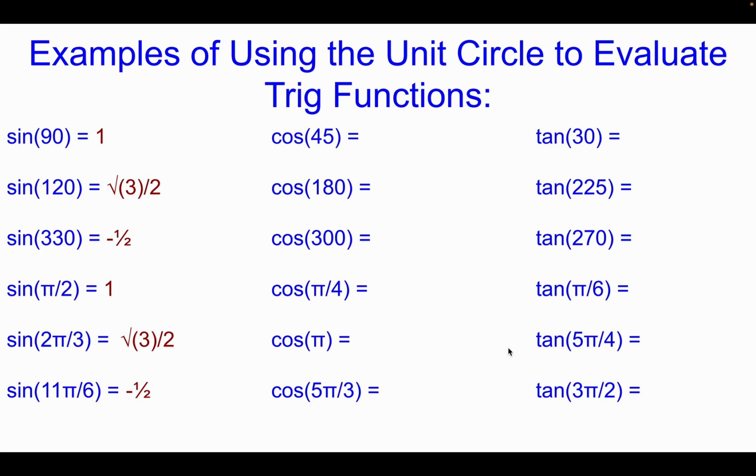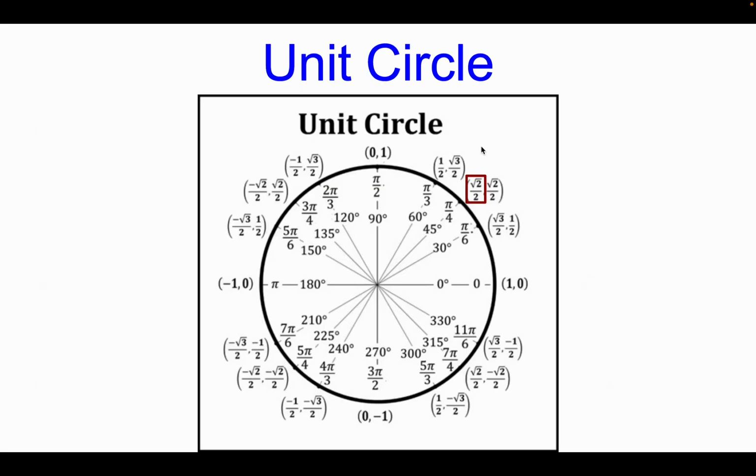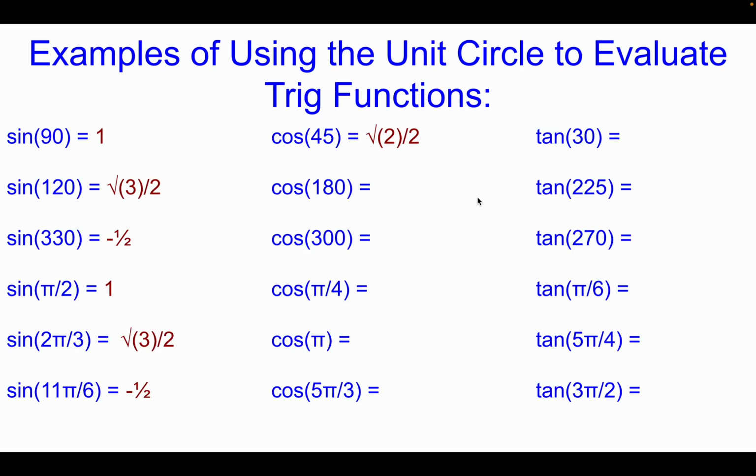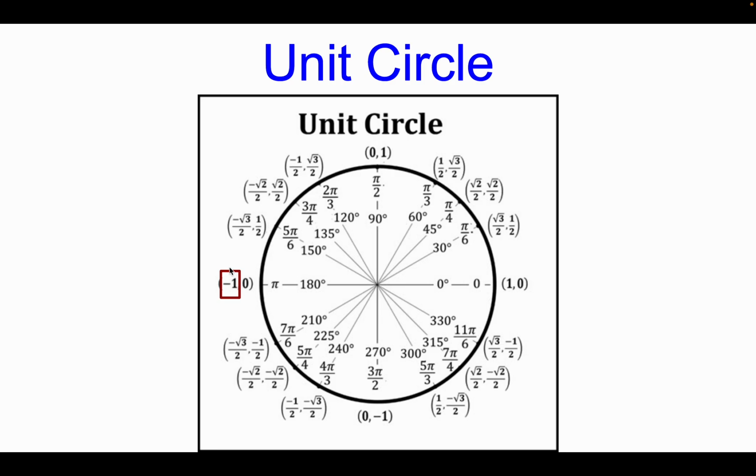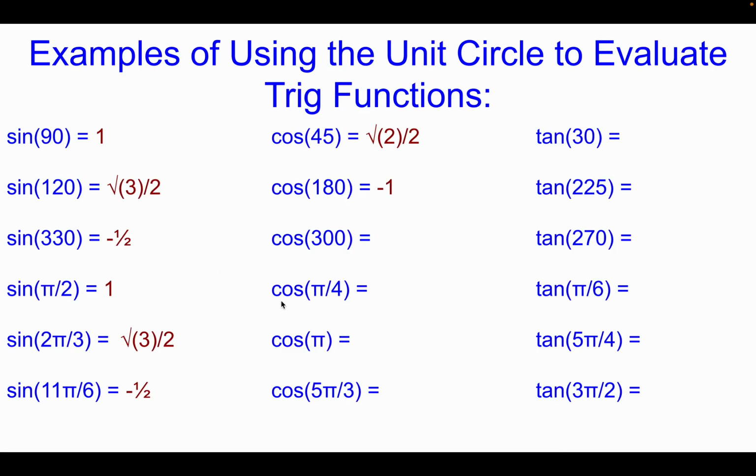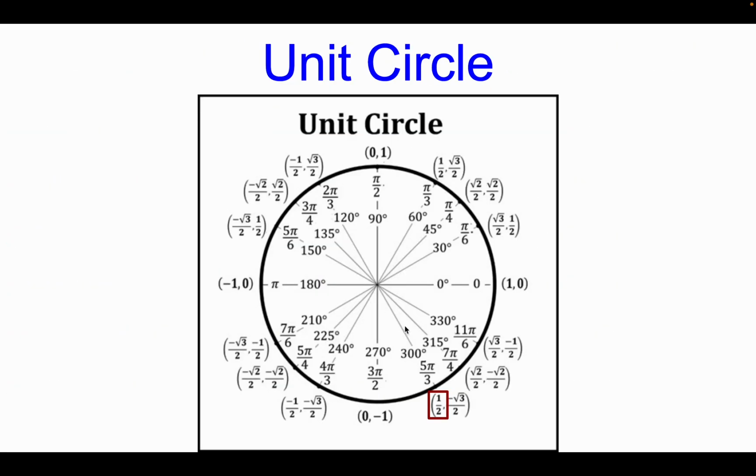Okay, now let's do cosine. Cosine, we're looking for x values now, not y values. Cosine of 45 is square root of 2 over 2. Cosine of 180 is negative 1. All right, we're just looking for the x values. Cosine of 300, so now we're going to go to 300. We can see that our x value is 1/2.